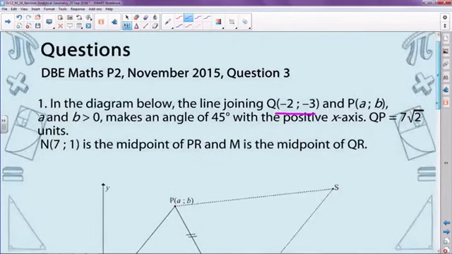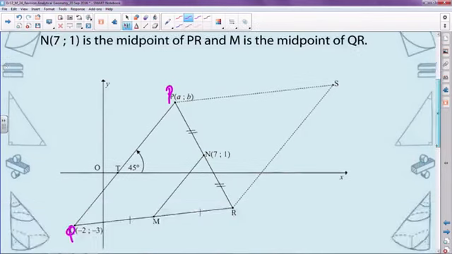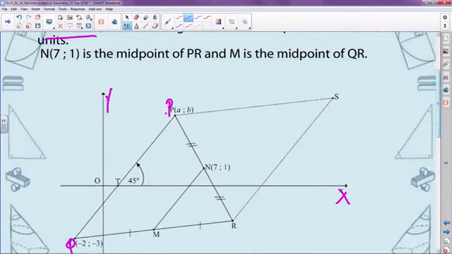So the line joining Q and P with coordinates in the first quadrant, which are a and b, and they tell you that a and b are greater than 0. Obviously, if you look at the way this diagram is positioned on the Cartesian plane, it makes sense for a and b to be greater than 0 because your diagram does have the point P in the first quadrant.